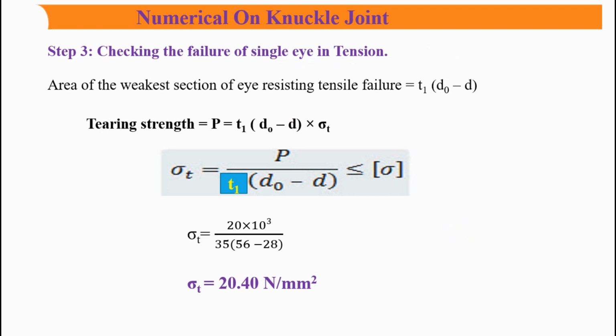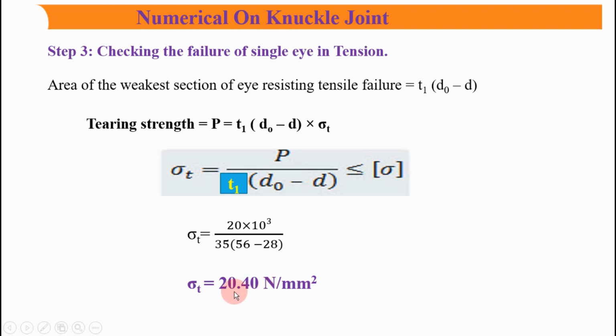Step number 3 is checking the failure of single eye under tension. The weakest section of the eye resisting tensile failure is T1 into (D0 minus D). For tearing, we equate this equation with P. P is equal to T1 into (D0 minus D) into sigma T. You can see we have written this formula, and we have also seen this formula in the design procedure. We put in the values that we fixed with the help of empirical relations, and we calculated it as 20.40 Newton per mm square.